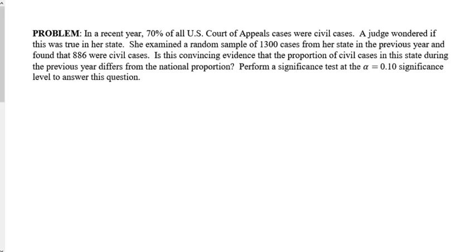All right. So this one, 70% of all U.S. Court of Appeals cases were civil cases. A judge wondered if this was true in her state. She examined a random sample of 1,300 cases from her state in the previous year and found that 886 were civil. Is this convincing evidence that the proportion of civil cases in the state during the previous year differs from the national proportion? This time we're going to test at 0.10. So it's telling us 0.10, so we're going to use 0.10.